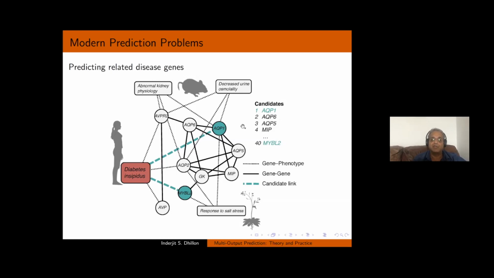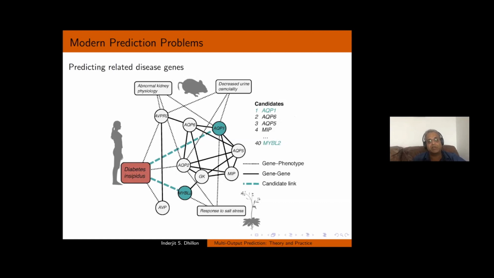So for example, with diabetes, this dotted green line indicates that there may be a relationship between that gene and the disease. So given a disease, I want to predict which of these genes is associated with it. This is a multi-output prediction problem.